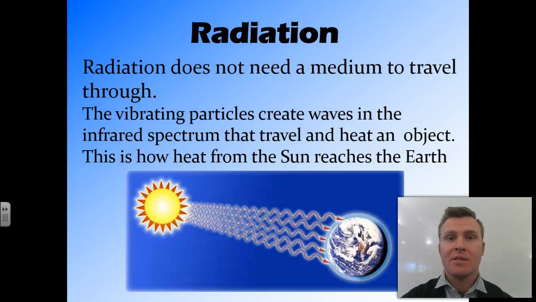How this works is the vibrating particles in whatever's got the heat energy create waves, and those are infrared waves, and they can travel through space or through a vacuum. And they travel through space and hit an object at the other end eventually and heat that object. And this is how heat from the sun reaches Earth.